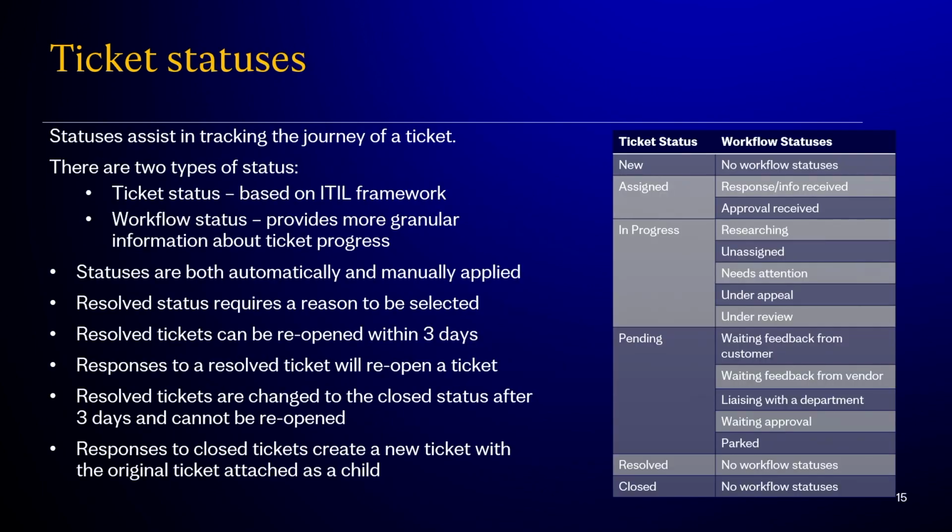Statuses assist in tracking the journey of a ticket. There are two types of statuses. First, we have the ticket status, which is based on the ITIL framework. This is the status that is shown to the customer. Second, we have the workflow status, which provides more detailed information about ticket progress. These statuses are only visible to the service providers.